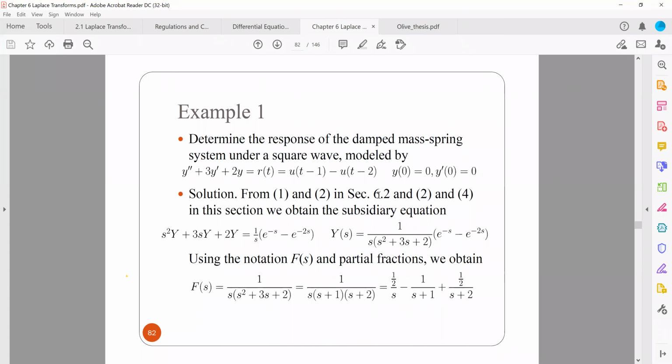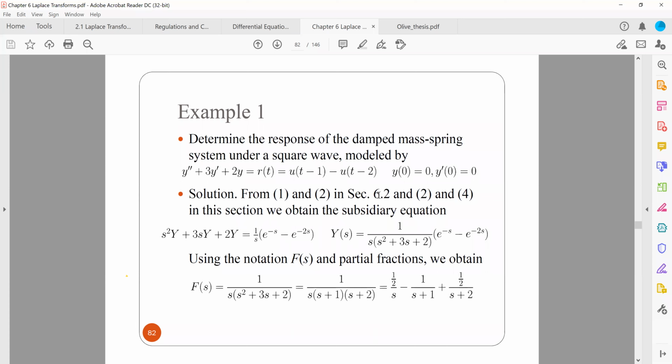It's not very difficult. So we have an example here. Determine the response of the damped mass-spring system under a square wave modeled by this. We are going to use the other formula, the one that had double what?